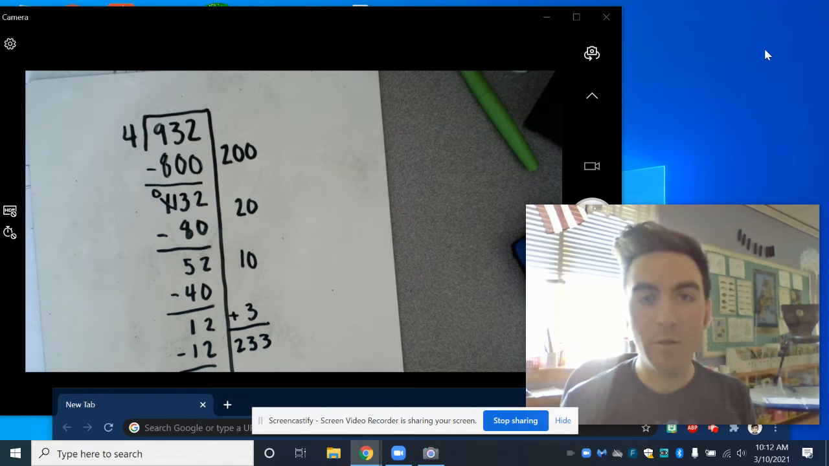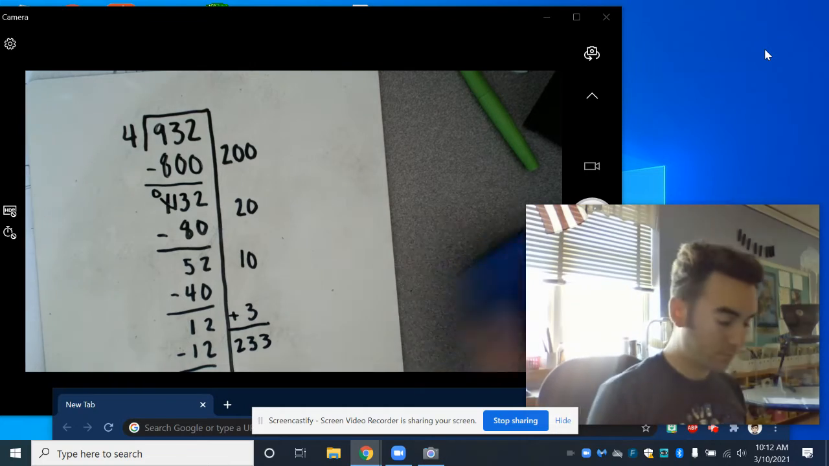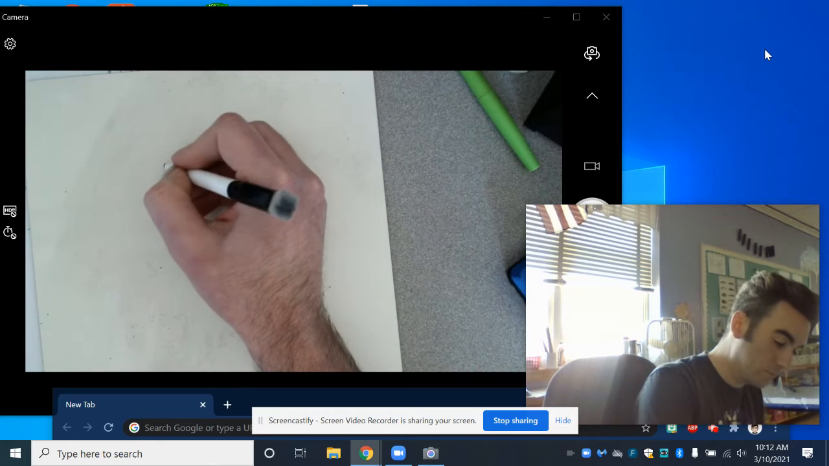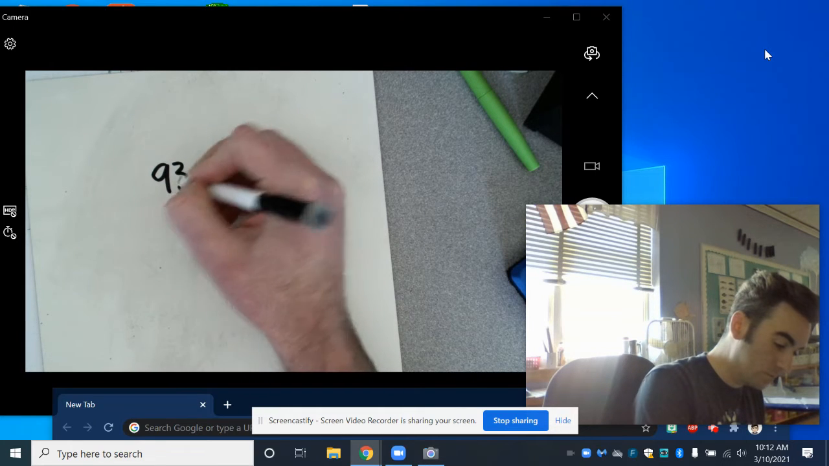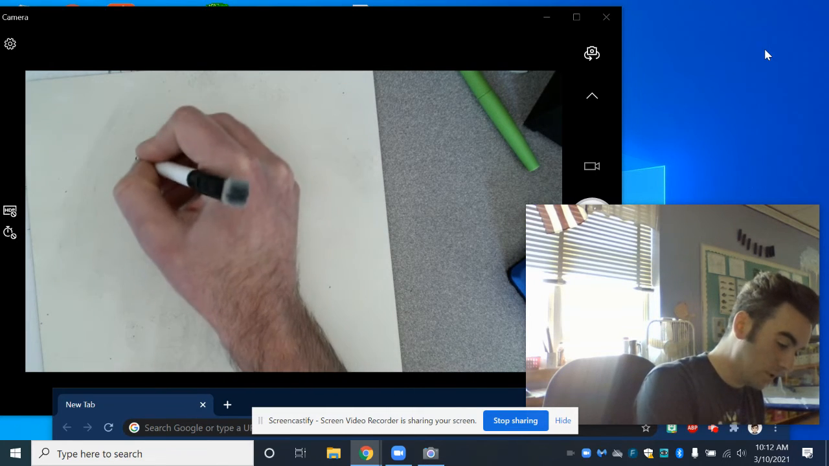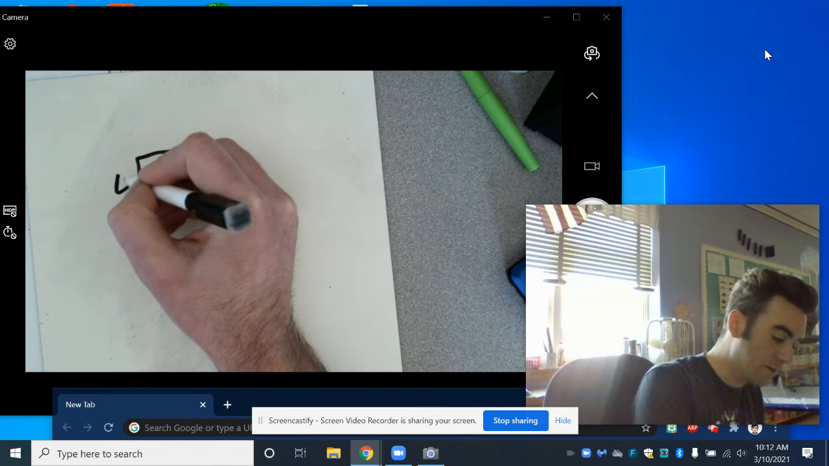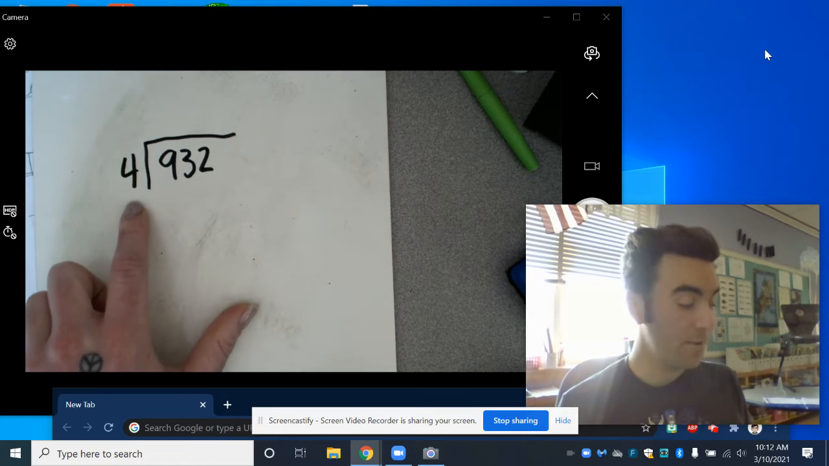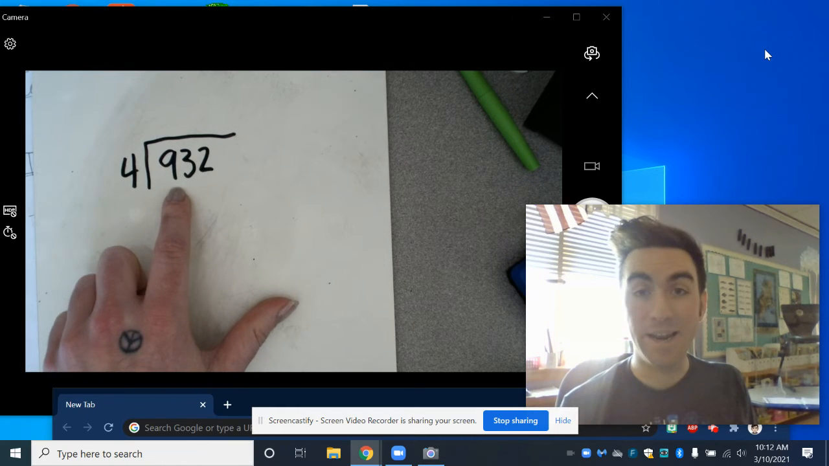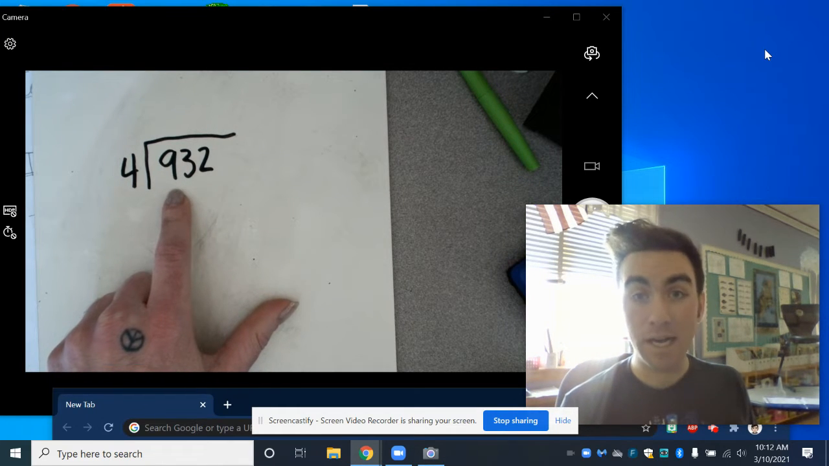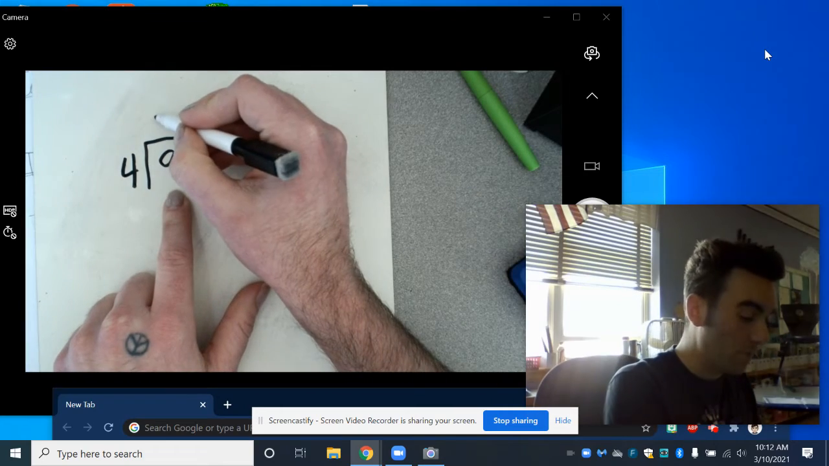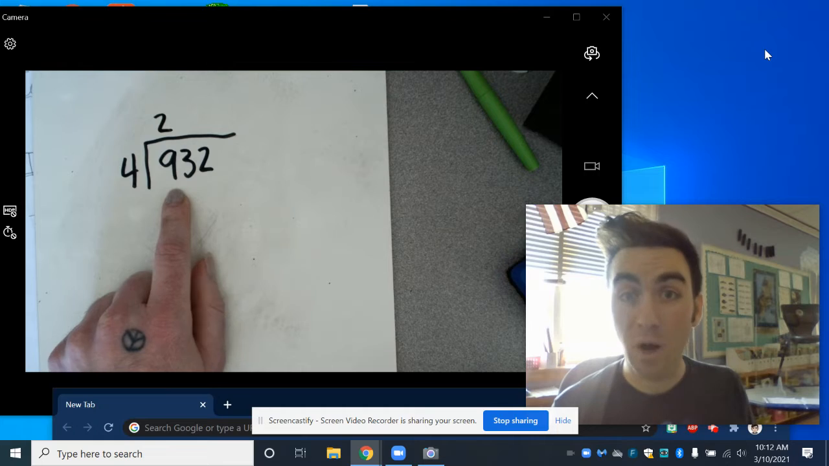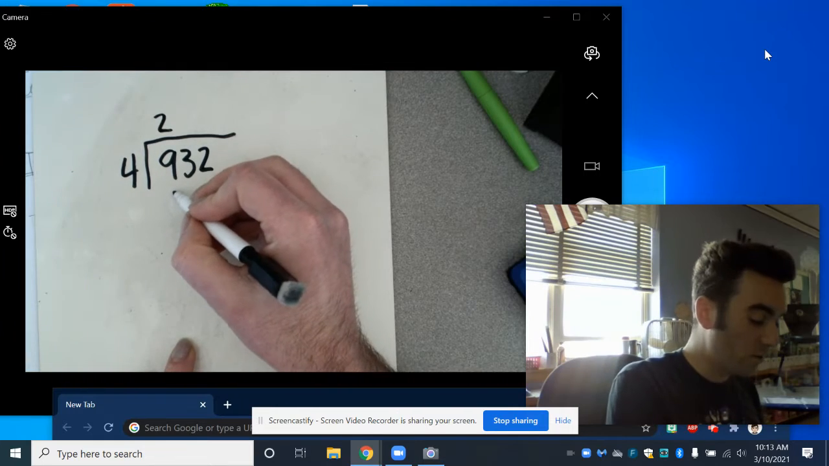Let's try doing this using the standard algorithm. 932 divided by 4. So in this, we're going to ask ourselves, how many times does 4 go into 9? Well, 4 goes into 9 twice, except 9's in the hundreds. So we know that actually 4 goes into 9 200 times. And we still get 800.